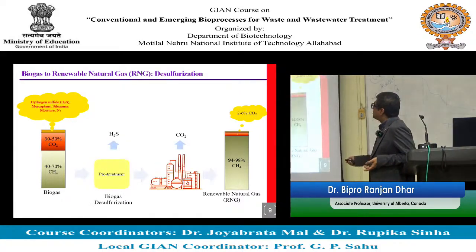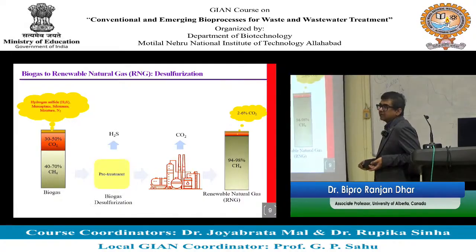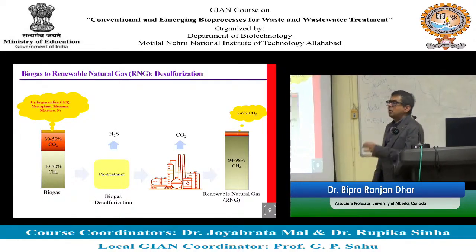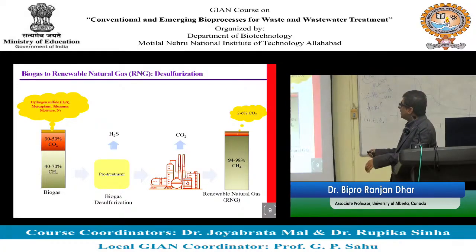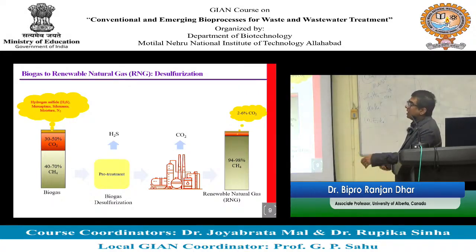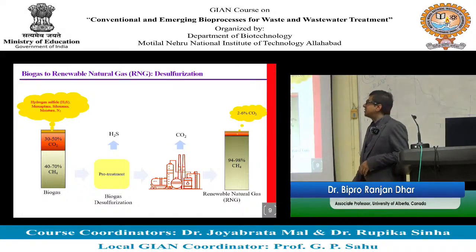So if you want to convert biogas to renewable natural gas, the common technique is pressure swing adsorption. The process removes carbon dioxide from the biogas. But if you want to use biogas in that pressure swing adsorption process, you have to make sure that your biogas is free from any sulfide. Otherwise, it's going to be very problematic. Over time, it's going to corrode the process equipment.